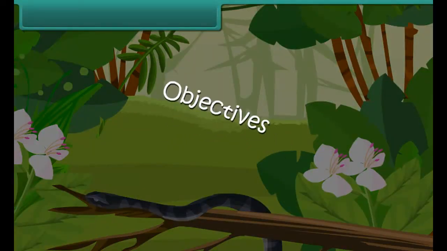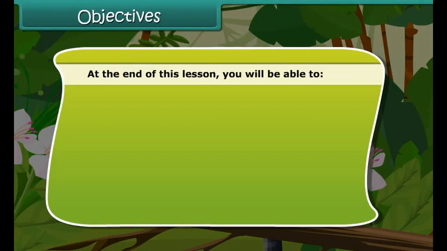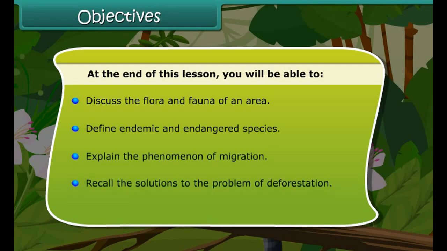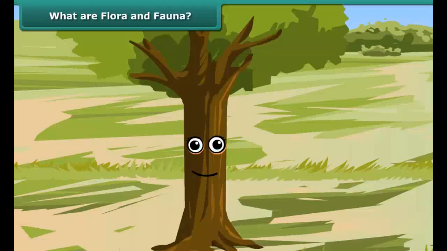Objectives. At the end of this lesson, you'll be able to discuss the flora and fauna of an area, define endemic and endangered species, explain the phenomenon of migration, and recall the solutions to the problem of deforestation.